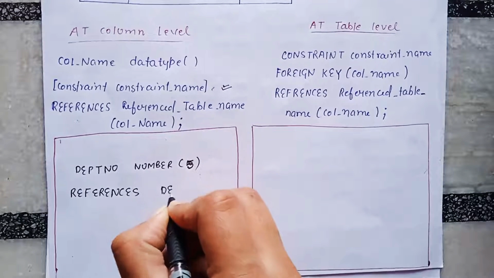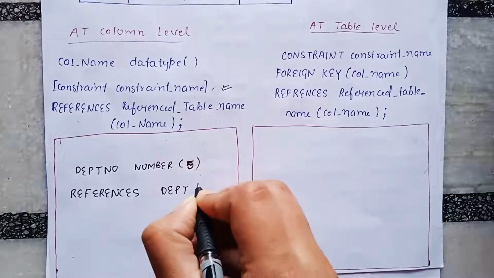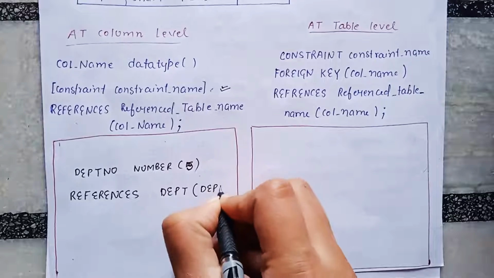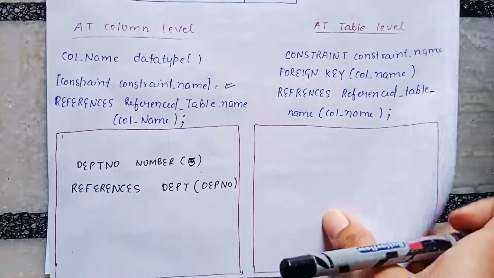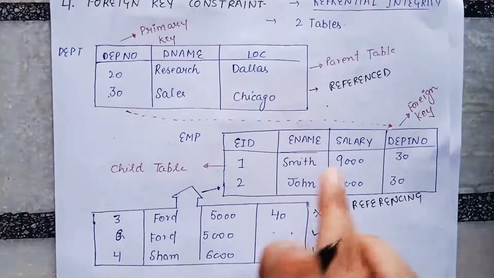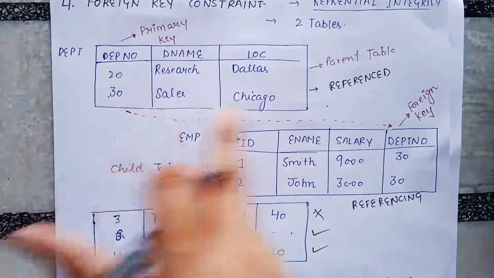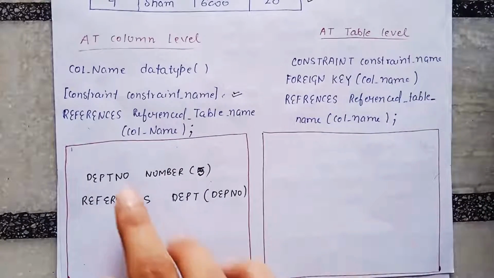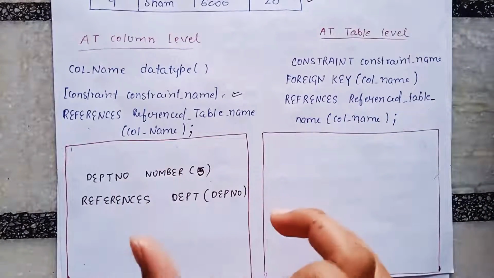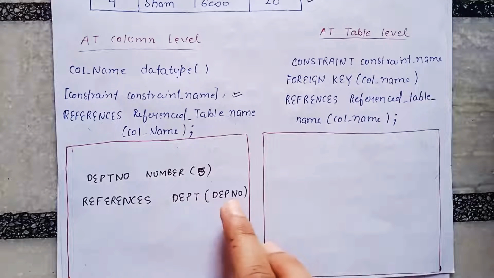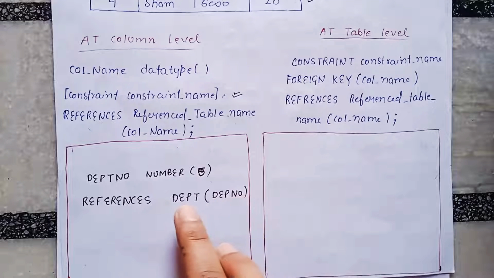That is department, and to which column is it going to be referencing? It is going to be referencing department number. Here we can see that it is referencing the department number column of this department table. So we will specify this. That is, we want to apply a foreign key constraint on this column which references the department table, the department number column of the department table.